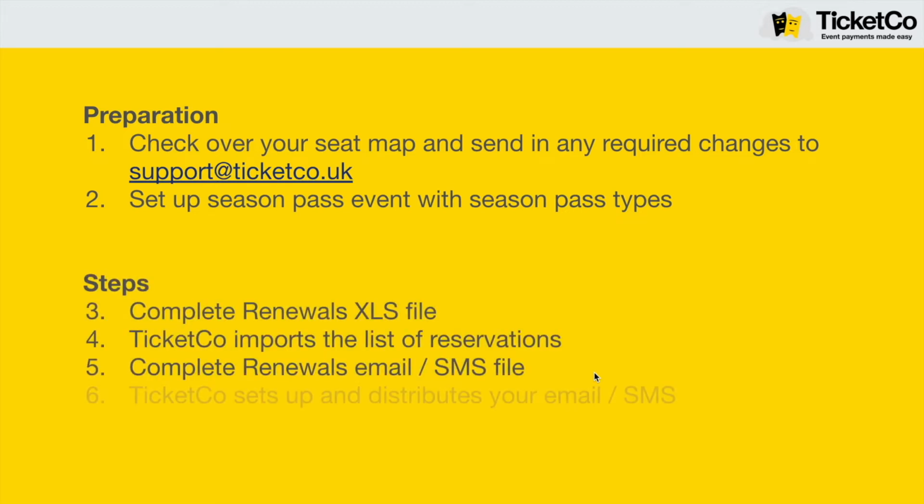The renewals process itself involves a couple of different areas. First of all, we will create a list of reservations, and this will be imported by TicketCo based on an Excel file which you fill out and return to us. Once those reservations have been uploaded into the platform, TicketCo will help you by setting up and distributing your email and SMS. And again, we have a form which you can fill out and return to us so that we set this up exactly as you would like it.